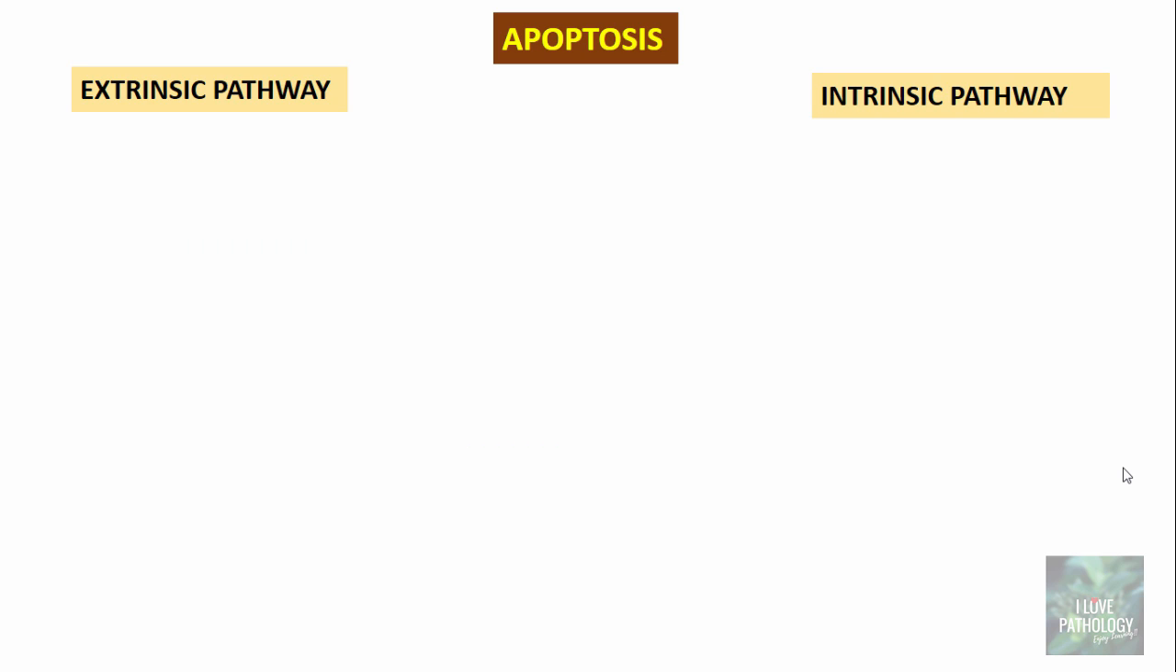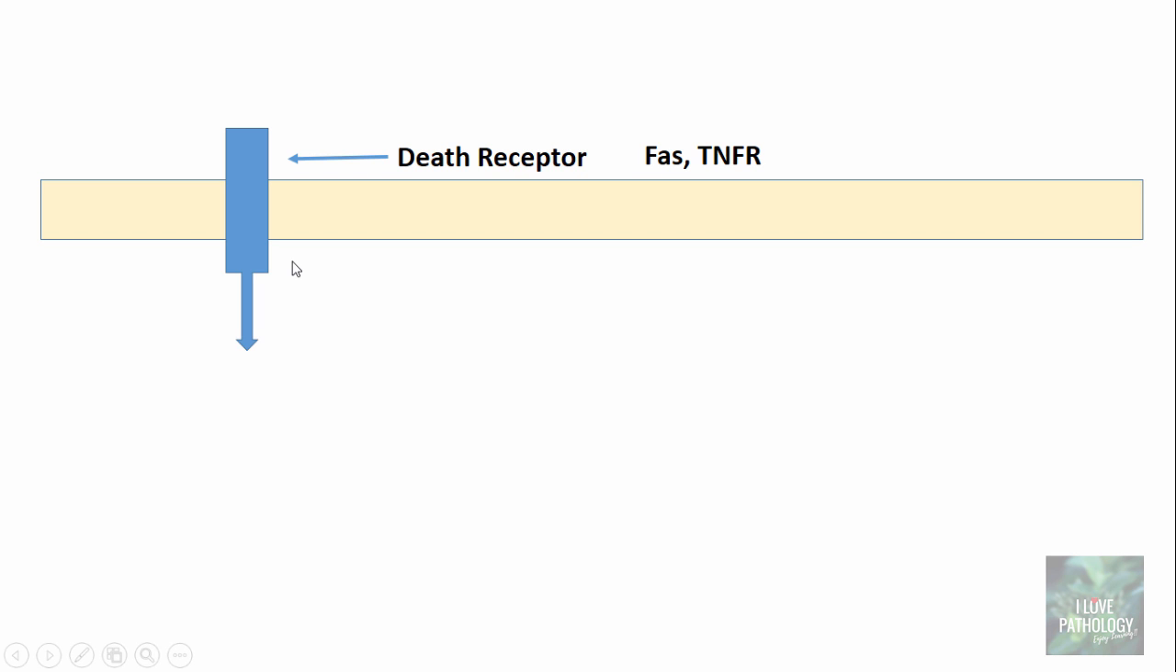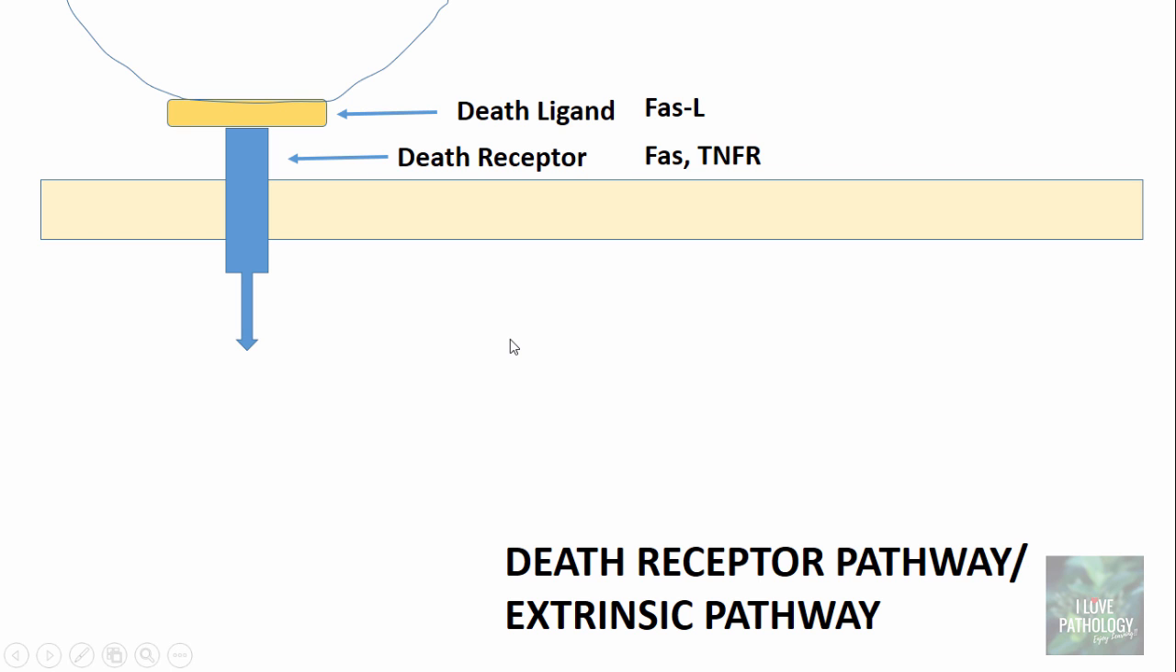Now we'll talk about initiation: the extrinsic pathway and the intrinsic pathway. Let us assume that this is a plasma membrane, a bilayered plasma membrane, and this is something called a death receptor. The death receptor we are talking about could be either FAS or tumor necrosis factor receptor. There is always a ligand which can bind to a death receptor, and these are known as death ligands. The death ligand is FAS ligand. Since this step involves the death receptor and death ligand, it is also known as the death receptor pathway or extrinsic pathway.